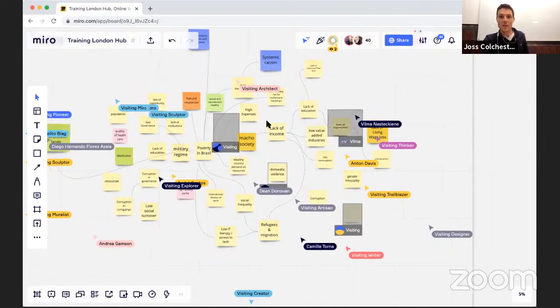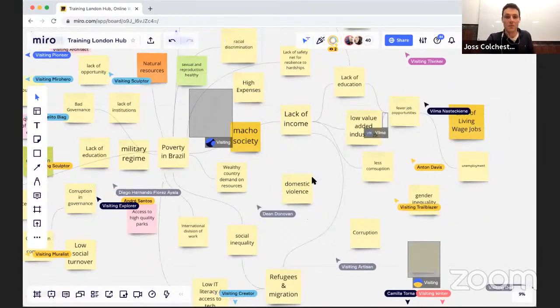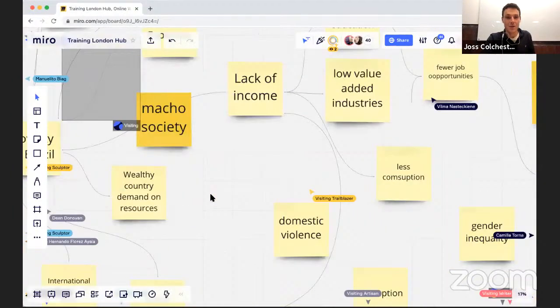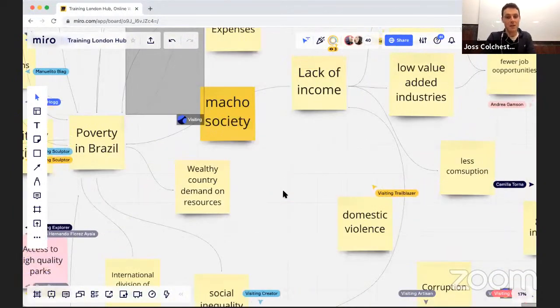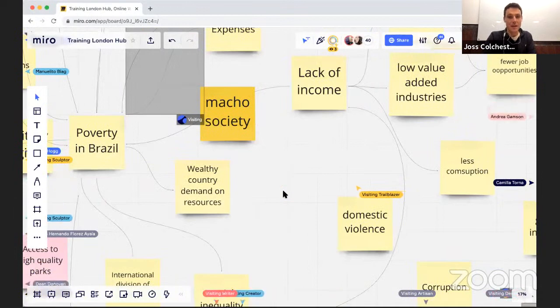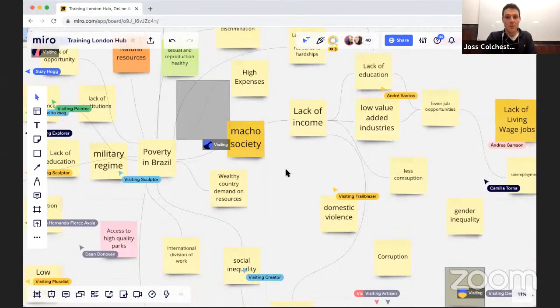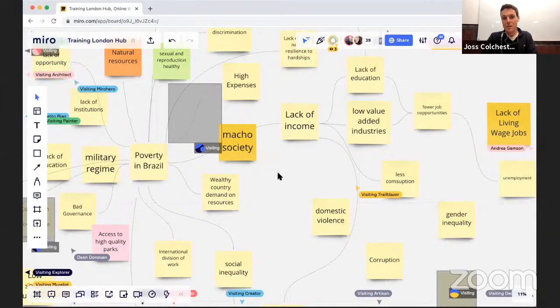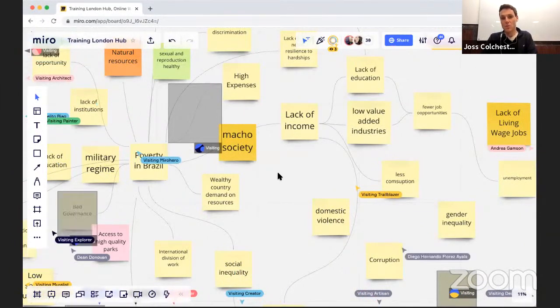Okay, let's take a little look at what you've come up with here. So we've got poverty in Brazil in the center there. We've got wealthy country demand on resources. Yeah, but wealthy country demand on resources is not going to lead directly to poverty, right? So what actually makes you poor?